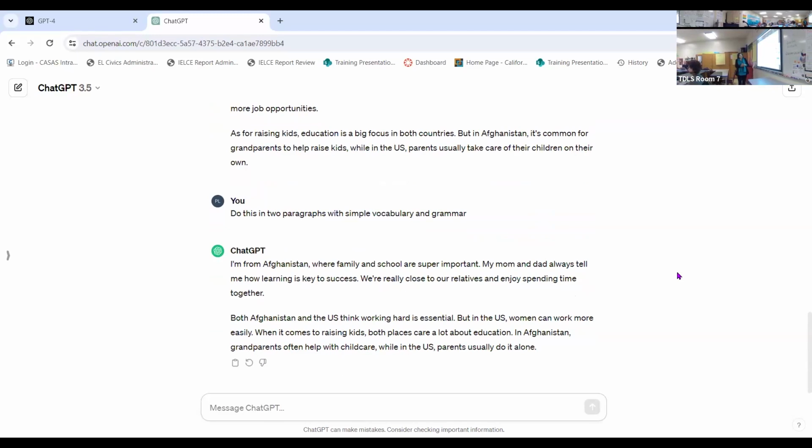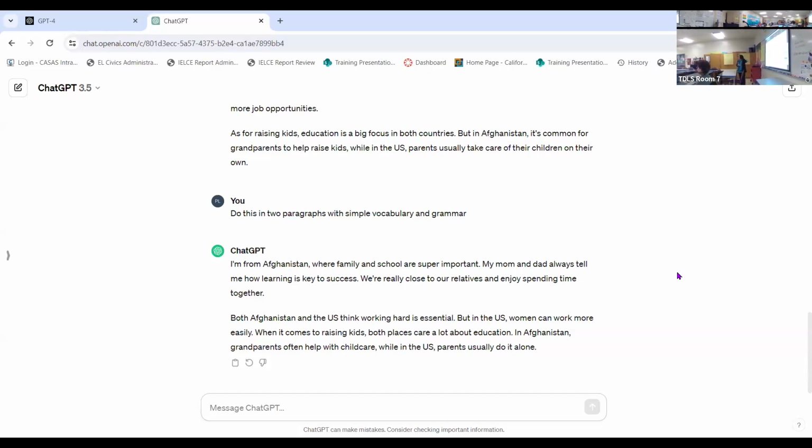We are really close to our relatives and enjoy spending time together. Both Afghanistan and the US think working hard is essential, but in the US, women can work more easily. When it comes to raising kids, both places care a lot about education. In Afghanistan, grandparents often help with childcare, while in the US, parents usually do it alone. Wow, I mean, that really made a big difference.